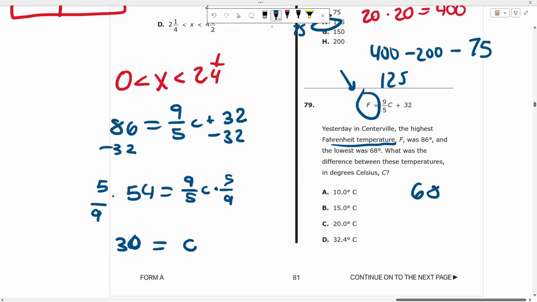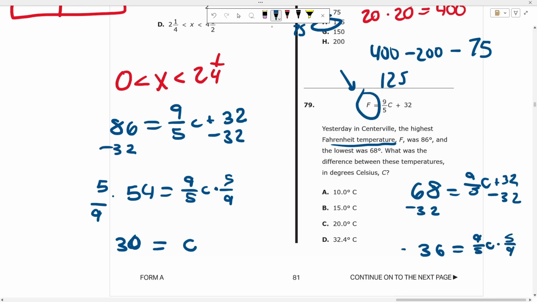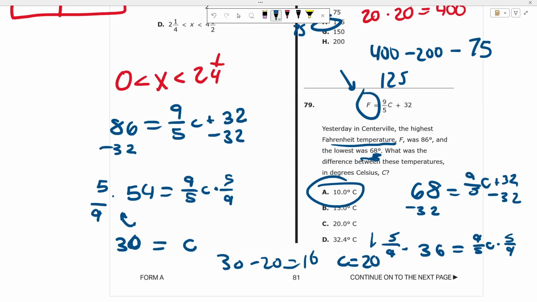So you have to write 68 is equal to 9/5 C plus 32. Subtract 32 on both sides, and you're going to be left with 36 is equal to 9/5 C, and then multiply by 5/9 on both sides. And you get that C is equal to 20. So now you know that the 86 degree temperature is equal to 30 degrees Celsius, and the 68 degree temperature is equal to 20 degrees. 30 minus 20 is equal to 10, which is choice A for 79.